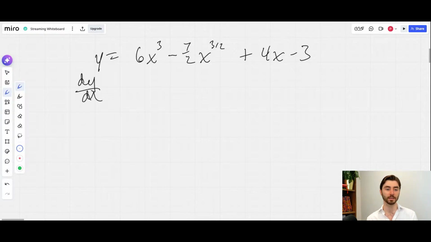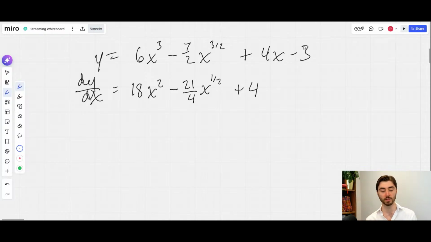So dy dx would be equal to, in this case, 18x squared minus 21 over 4 x to the, now subtract 1 from this, I'll get a half. The x will just disappear, I'll get 4, and the 3 will disappear to get 0. So this would be dy dx.